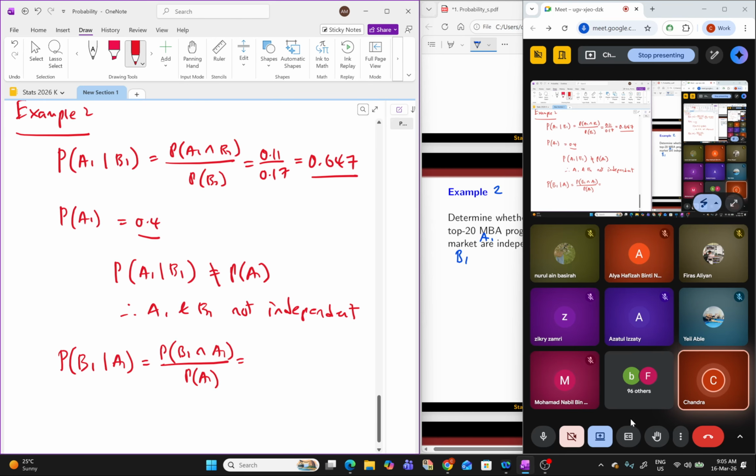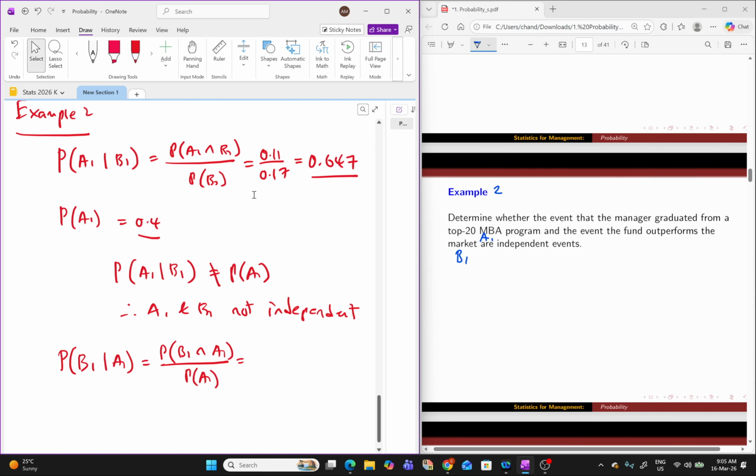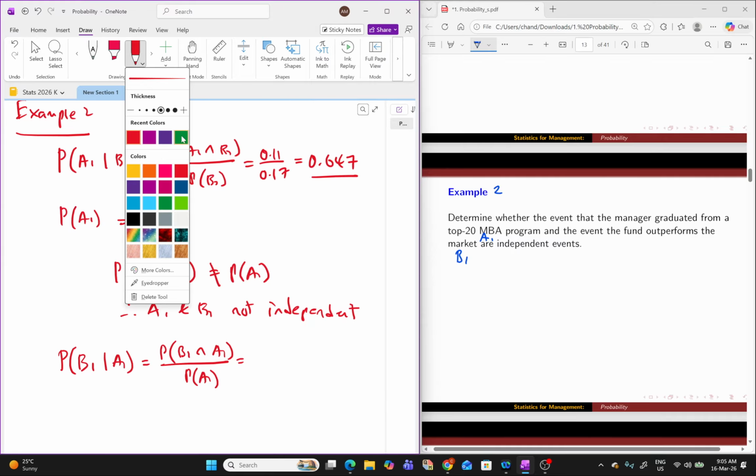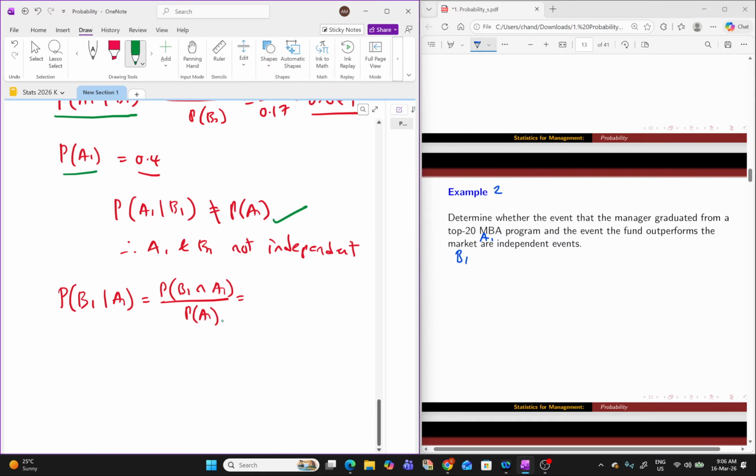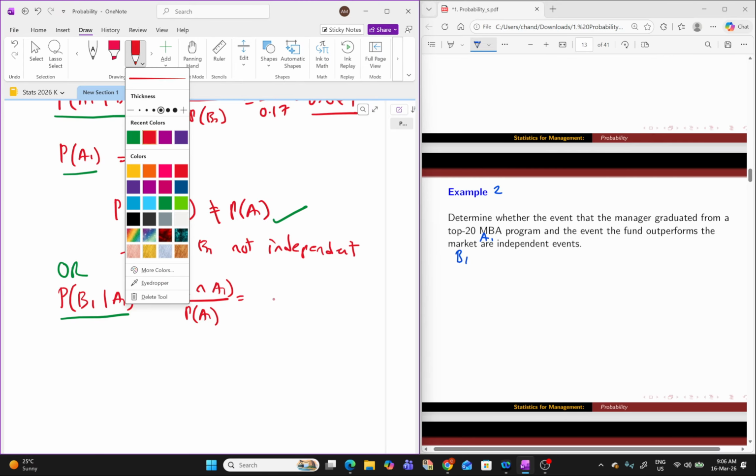We want to show whether A1 and B1 are independent or not independent. Either you find this one and show it like this, or you find this one. Either one, I put here "or"; no need to show both.